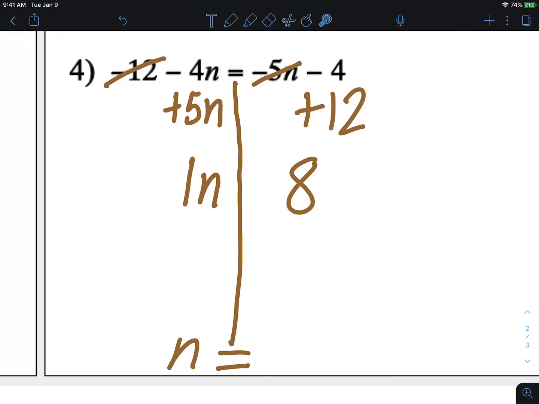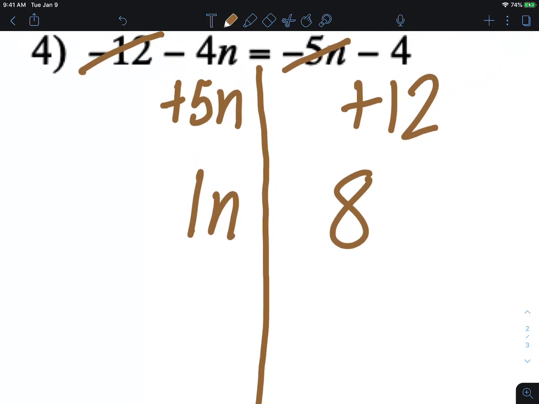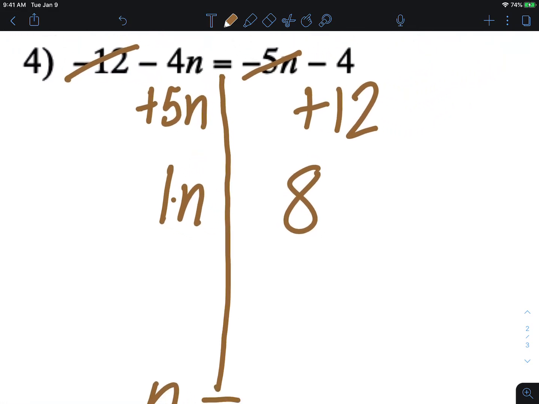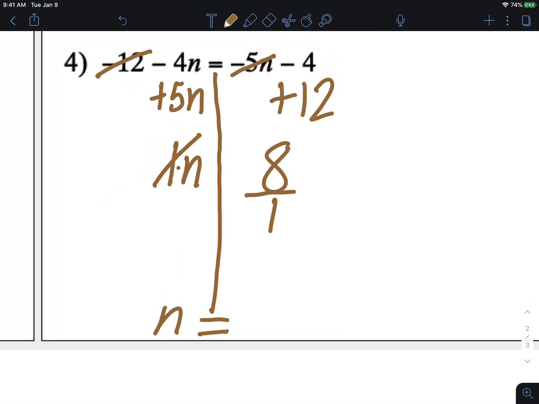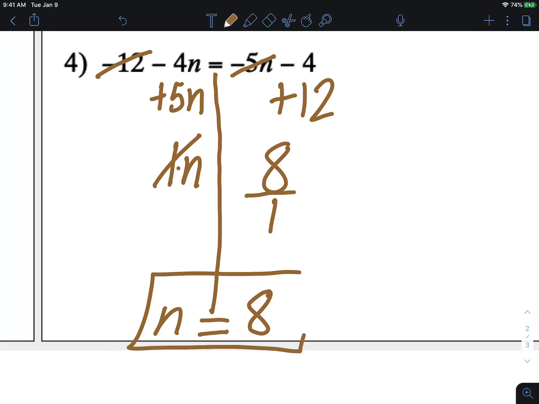So I'm going to remember that 1n means 1 times n. And I'm going to cross out 1. And the opposite of times, when I bring 1 over, is going to be divided by 1. And finally, 8 divided by 1 is 8. And I get n is equal to 8.